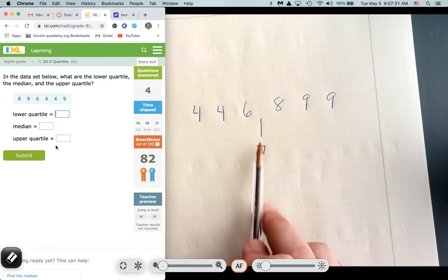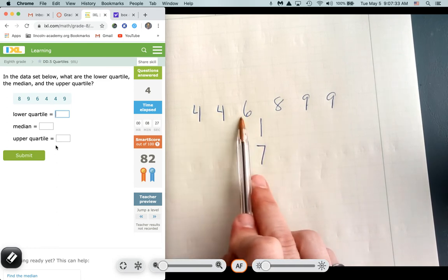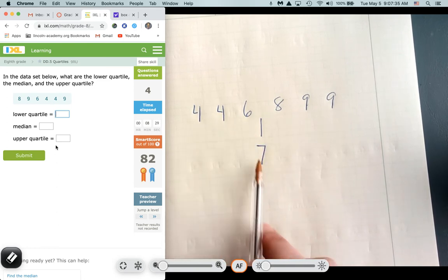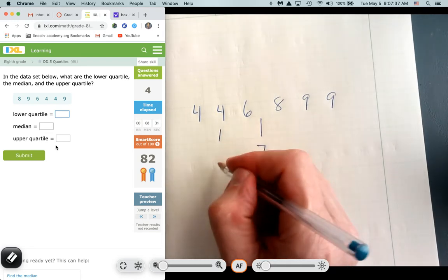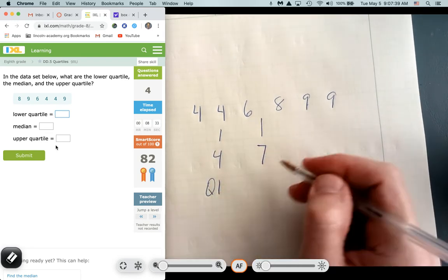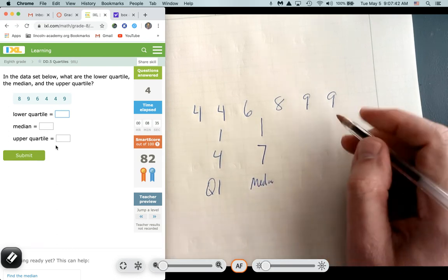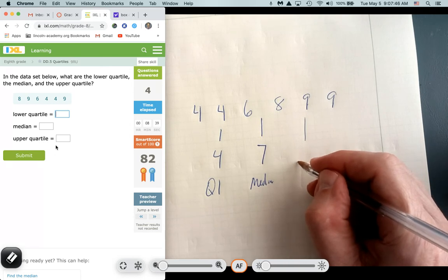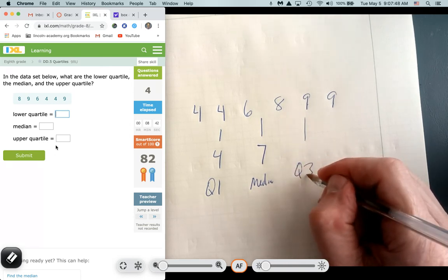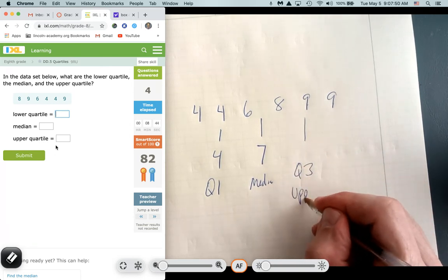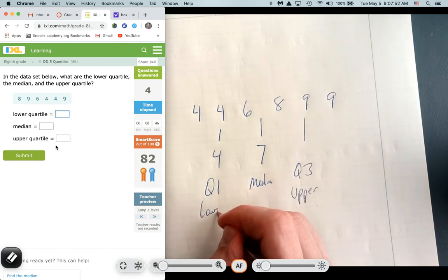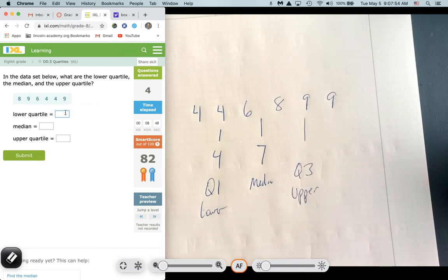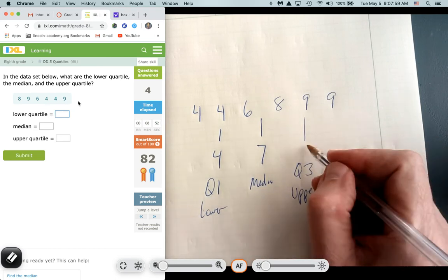Remember, you don't lose this, but we still use the 6 in the bottom half because you use every number below the median. So that's going to make a 4, the quartile 1. This was the median. And 8, 9, and 9 are in the top half, so a 9 is the quartile 3, or the upper quartile. Upper, lower, median. So again, I'm going to type in 4, 7, and 9.